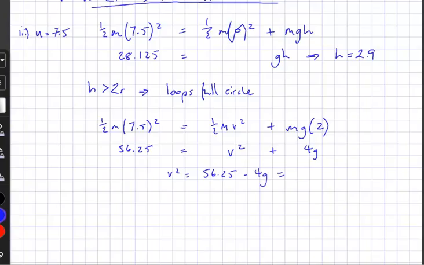That works out at 17.05, and therefore the velocity is going to be the square root of that, which works out as 4.13. Okay, that's the velocity.